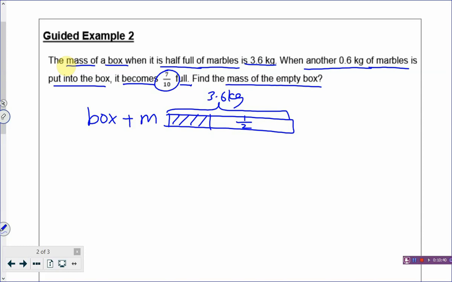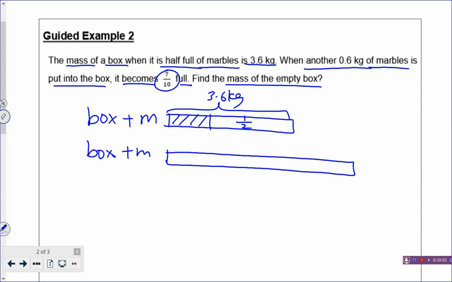Alright, so what do we do? Now, it means that your mass has now become bigger because you put more marbles inside. Agree? So the rectangle will of course now have to be longer. Alright? And why longer? Because you put 0.6 kg more marbles into the box.